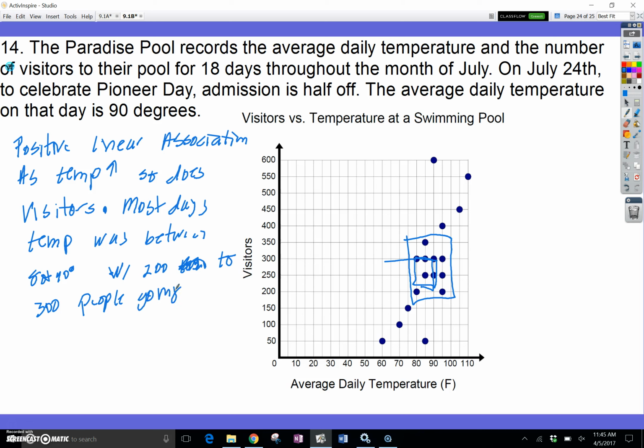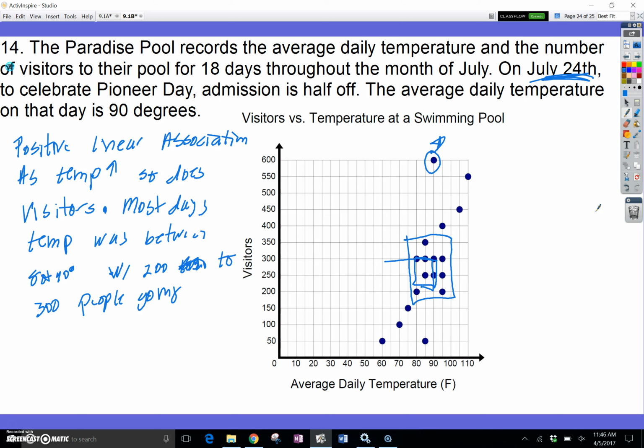Alright, there appears to be an outlier. I would say when there was 90 degrees, we had over 600 people come. So we're going to put a star right there, and that was probably on July 24th when admission was half off. So on that day, admission was half off, and it was also a holiday. That would explain why there were so many visitors.